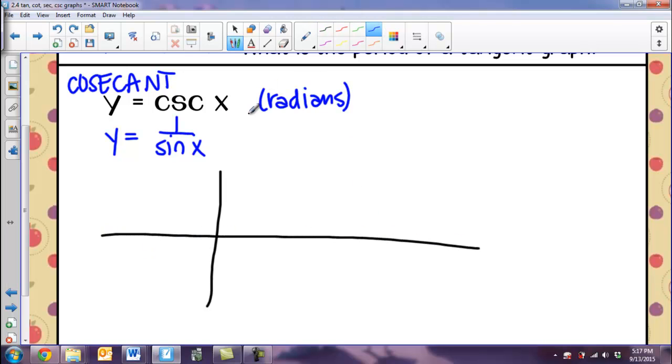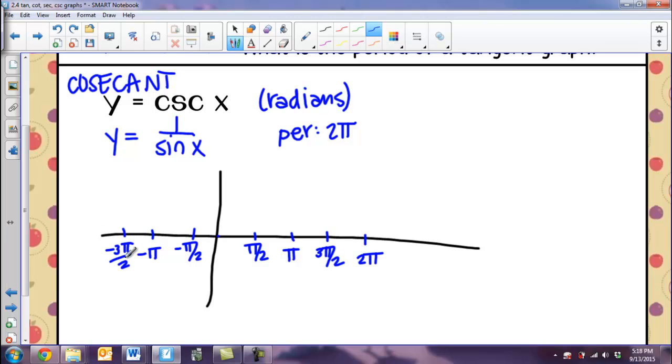And so remember, when you have sine, your period is 2 pi, which makes your critical points every pi over 2. So we have 0, we have pi over 2. That's 90, then we have 180, pi, 3 pi over 2 for 270, 2 pi for 360, and I'm going to go ahead and graph a couple in the negative direction. Negative pi over 2, negative pi, negative 3 pi over 2, and then negative 2 pi.